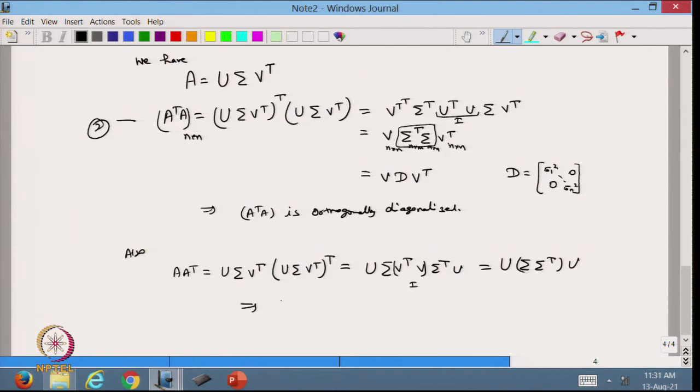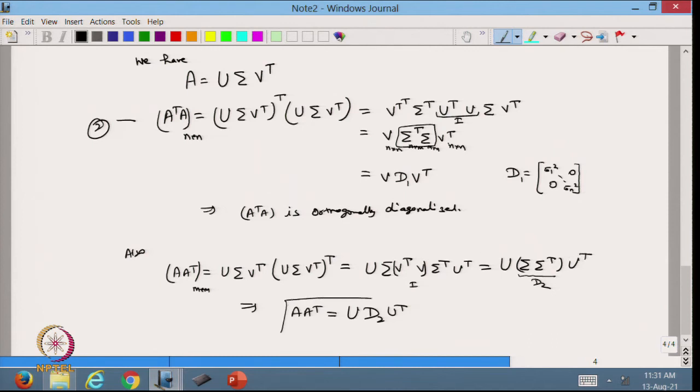So, from here I can say that its dimension will be m cross m, because A is m cross n, and A transpose is n cross m. So, it will be m cross m. It is a new matrix, maybe I can write this as D1, and this I can write as D2. So, I can write that A A transpose is equal to U D2 U transpose.